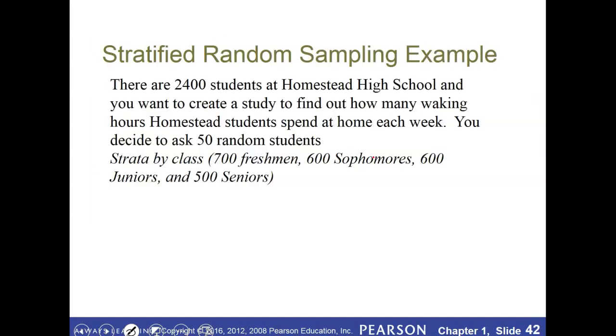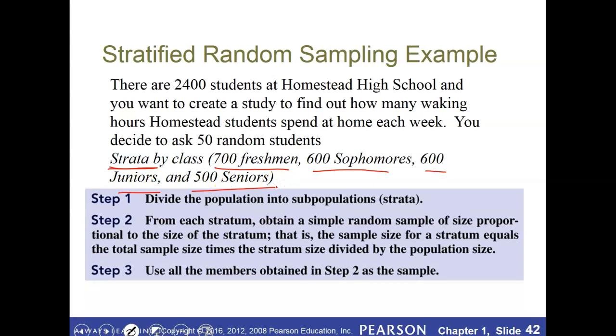So let's do this with this example again. Same example as before. There are 2,400 students at Homestead High School, and we want to create a sample of 50 students to find out how many waking hours students spend at home. There might be a difference between freshmen, sophomores, juniors, and seniors, and so I'm going to pick that as my strata. And suppose there are 700 freshmen, 600 sophomores, 600 juniors, and 500 seniors. And so we have the population broken up into 4 different strata, and then I want to select certain students from each strata.